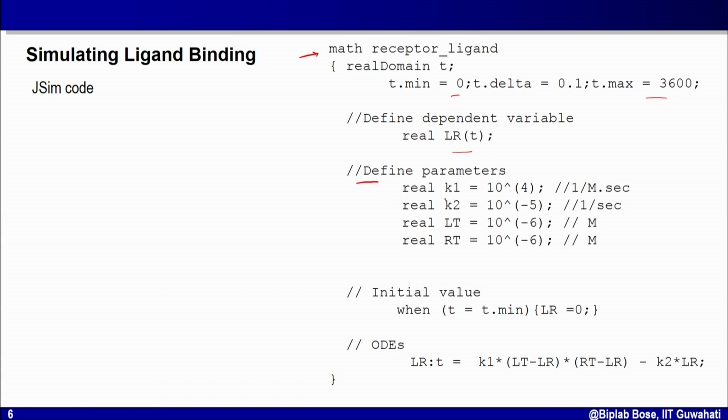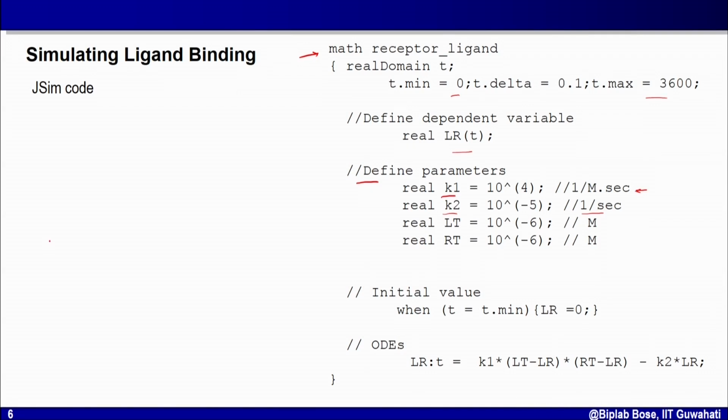Then you have to define the parameters. So the first parameter is K1, that is the forward rate constant. It is 10 to the power 4, and I have annotated it saying that the unit is 1 by molar per second. The second parameter is K2, that I have taken as 10 to the power minus 5. Its unit is actually 1 by second. Remember, these units are written in annotation. That means JSim will not consider this unit. So the whole calculation is based on consideration that everything is unitless, but I have written them in annotation so that we can remember what is the unit we are using.